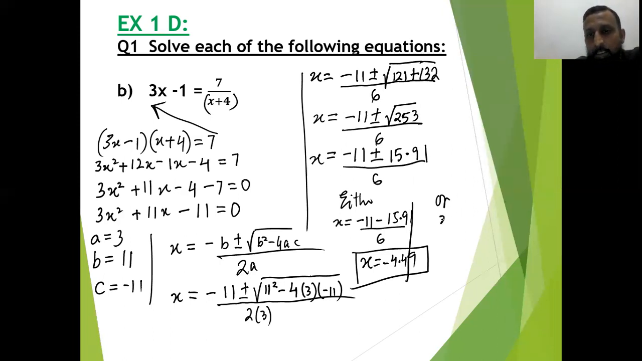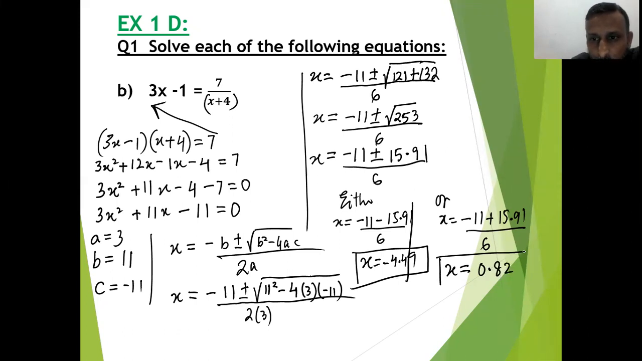Let's move on to the next answer. x equals negative 11 plus 15.91 upon 6. So you can get your result as 15.91 minus 11, that's 4.91, divided by 6. So you get the result as 0.82. So these are the two answers, negative 4.49 and positive 0.82.